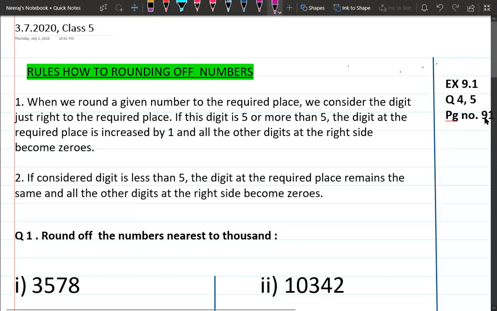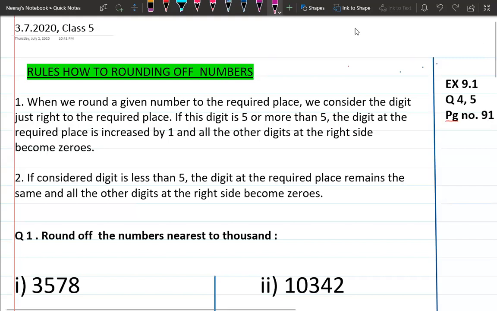Hello children. So yesterday we had started chapter 9, rounding numbers. In that one we learned examples and how to round the numbers nearest to 10 or 100. Now in today's class we will learn how to round the numbers nearest to 1000 and 10,000, right? The rule is the same, the only difference is of the places.